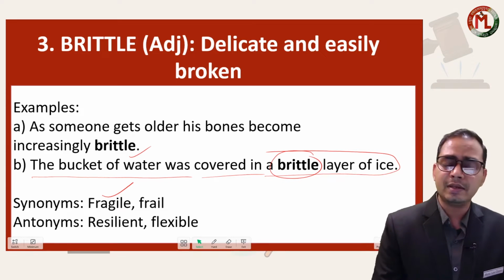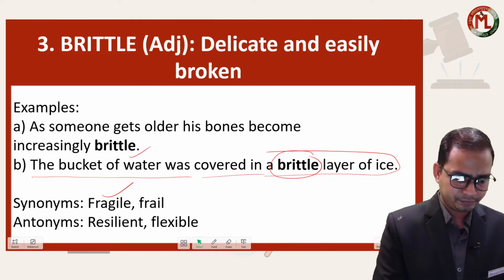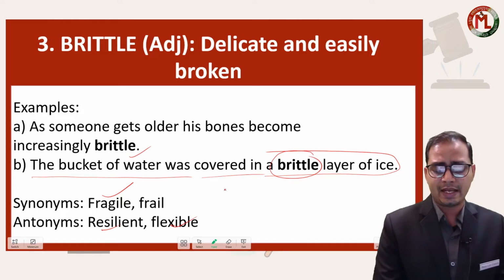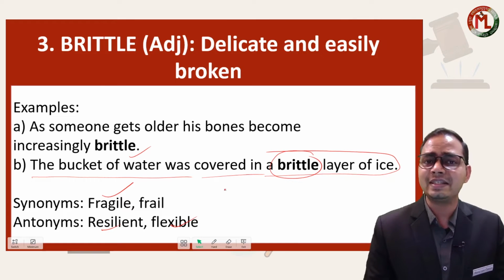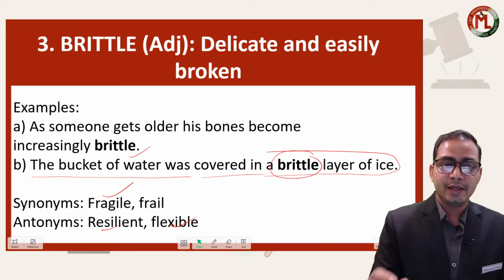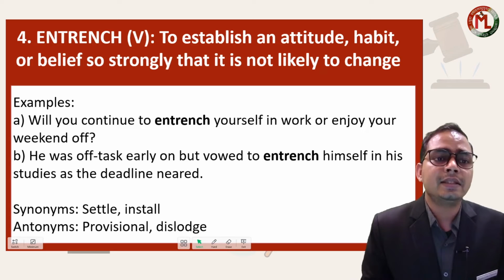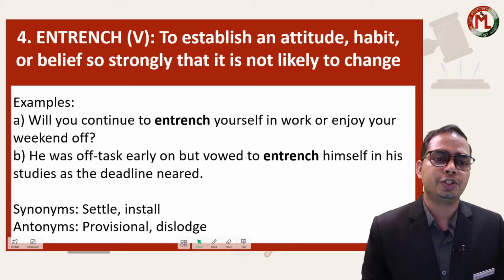So fragile means something which is delicate, and brittle is the same word for that. Antonyms are resilient and flexible. Resilient means, मतलब जो जिद्दी है, जो तोड़ा नहीं जा सकता, और flexible है. So this was the third word in the list. Now moving on to the next slide, that is fourth, entrenched.